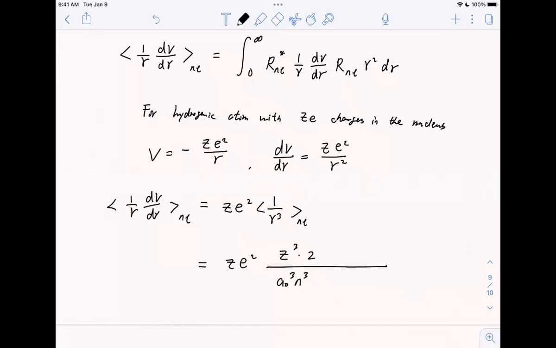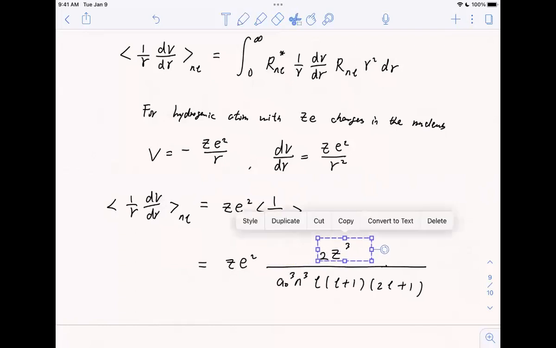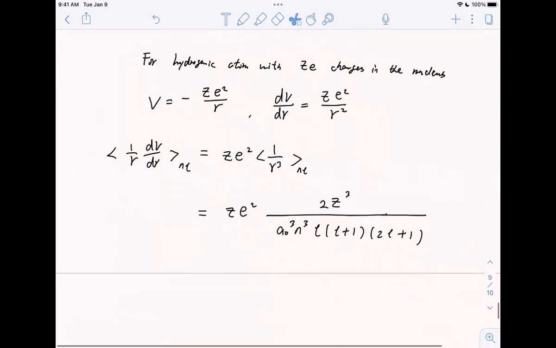This is 3, L plus 1, 2L plus 1. This is just a 2. And here a0 is the Bohr radius, and this alpha is the fine structure constant.